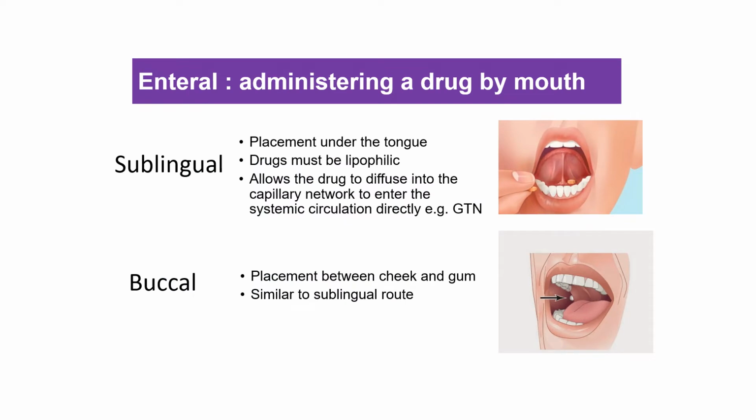Sublingual is where you put the tablets under the tongue, and this tablet will be absorbed through the systemic circulations. Therefore, you can bypass the first pass metabolism. Example of drug is GTN. Another route of administration is buccal, whereby you put the tablets between the cheeks and the gum.